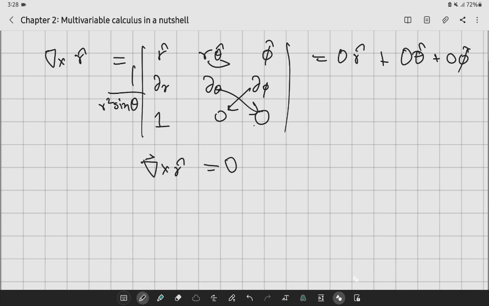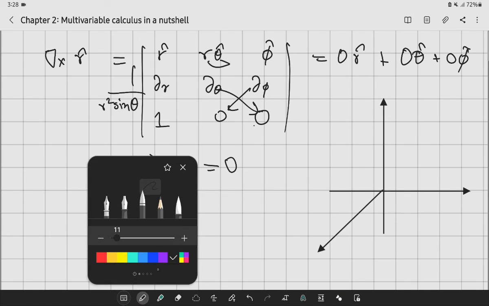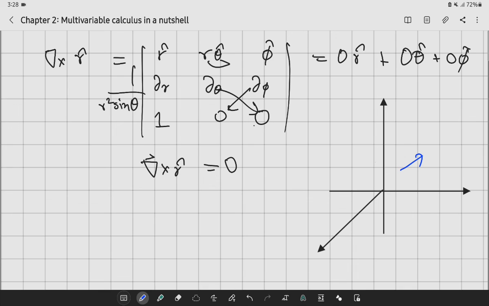So I have the coordinate system like this. If I want to visualize what the field looks like, it looks something like this. R hat is pointing everywhere outside. It's the electric field of a point charge at the center. This is r hat. It's proportional to r hat. It's not exactly that, but you get the idea.